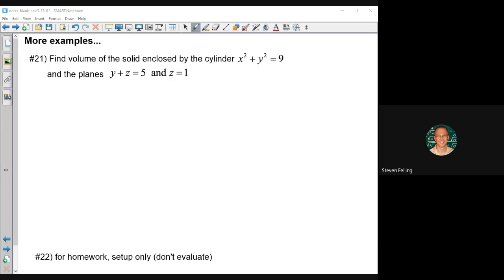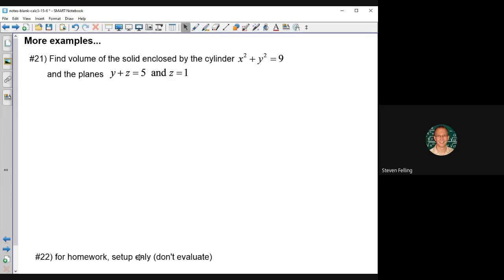Okay, so what we're going to do for the rest is work problems similar to the homework problems. We're going to work problem 21, and for number 22 on homework, you can just do the setup only and definitely do not try to evaluate that. And then we're going to look at problem number 34, because 21 and 34 are similar to problems in the homework. Okay, so let's take a look at these. Just a note for number 22, don't attempt to evaluate it.